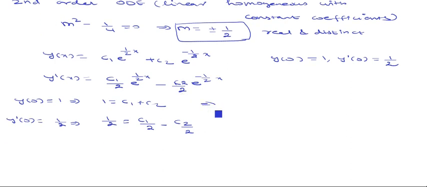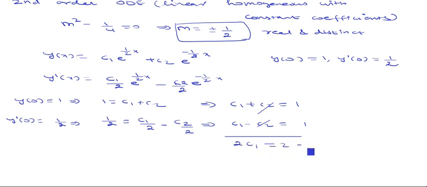So this implies c1 plus c2 equal to 1. Multiplying by 2, we get c1 minus c2 equal to 1. Now we can solve these simultaneous equations. So this becomes 2c1 equal to 2. Therefore our c1 is 1. From this we can get c2. What is c2? c2 is 0.